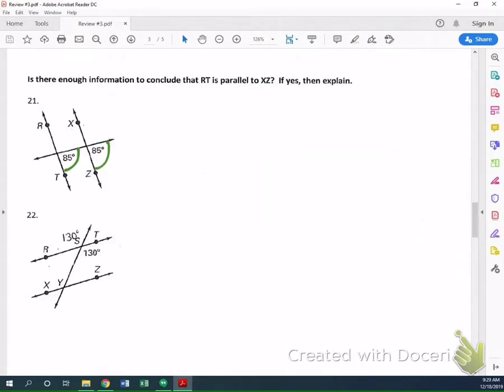All right, so the next one, we're saying, is there enough information to conclude that the lines are parallel? No. This is the converse of what we did with parallel and perpendicular, just the parallel lines with the transversal. So if you can show that any of the special angle relationships exist, then you can conclude the lines are parallel. These are corresponding angles and they're congruent to one another, so the lines would be parallel. So you'd say yes because the corresponding angles are congruent.